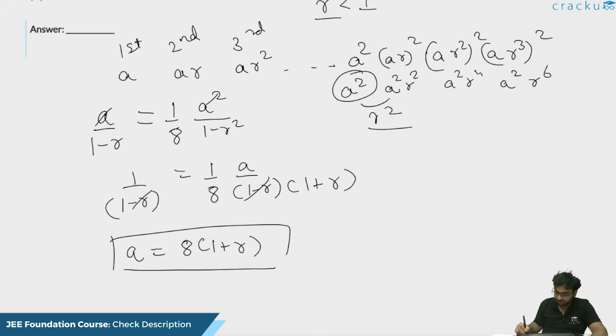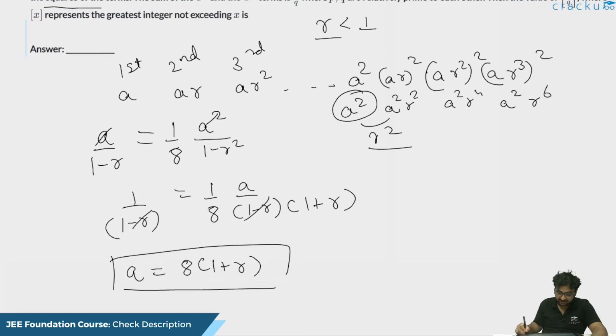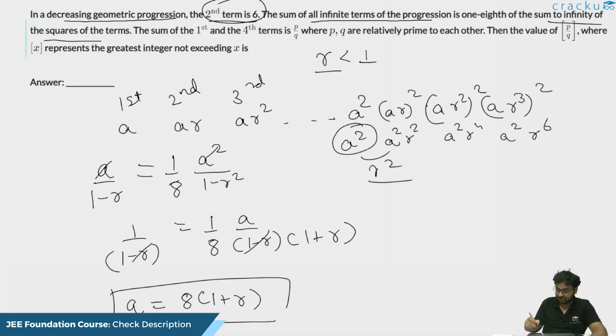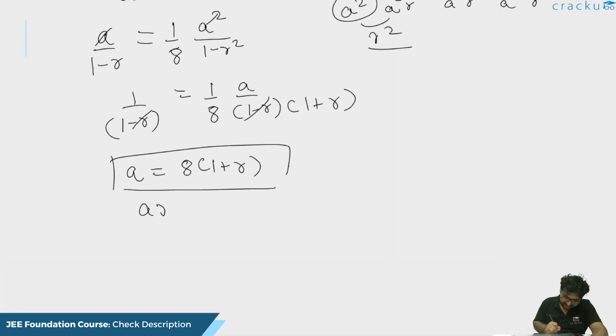And we also know that ar is equal to 6. The second term is 6. So we know ar is equal to 6. Now, either replace r or replace a. So let us replace a by 8 into 1 plus r, into r is equal to 6. So this will be what?